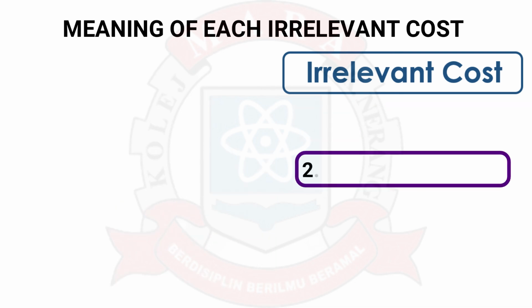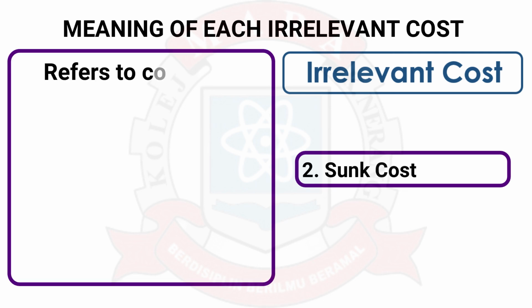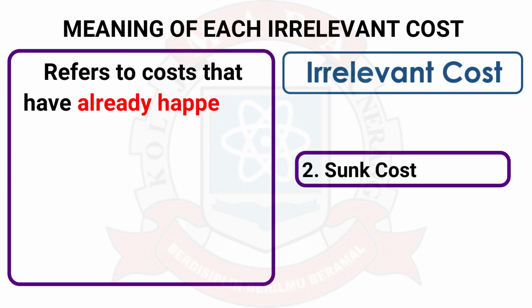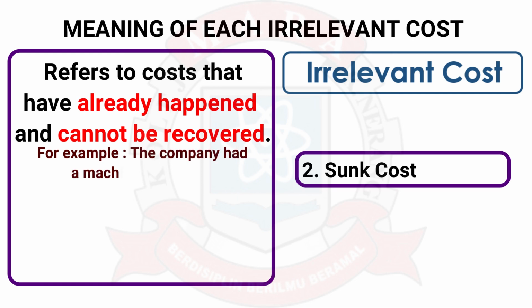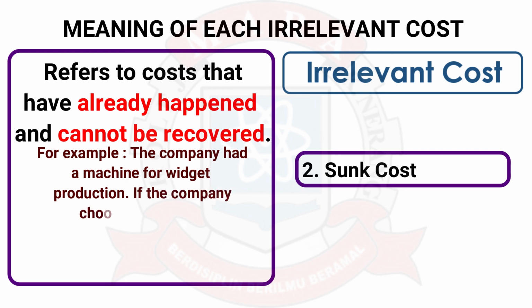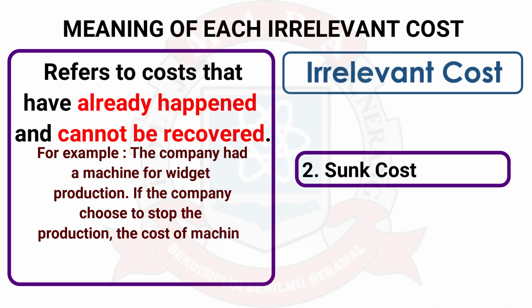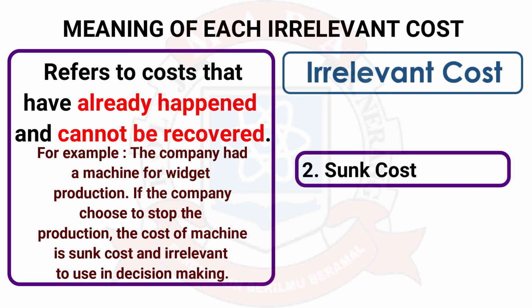So number 2 of the types of irrelevant costs is sunk costs. It refers to costs that have already happened and cannot be recovered. For example, the company had a machine for widget production. If the company chooses to stop the production, the cost of the machine is a sunk cost and irrelevant to use in decision making.